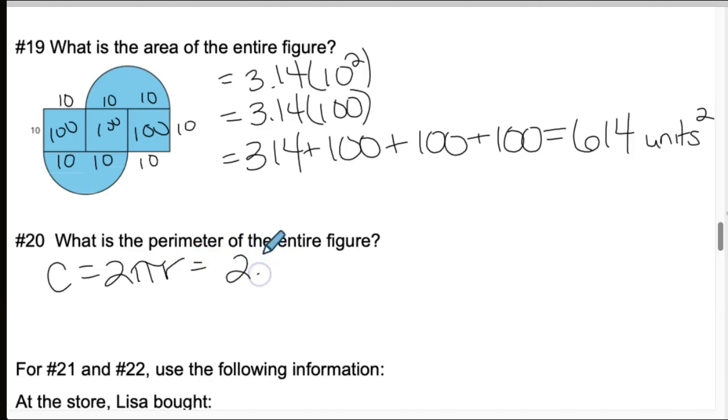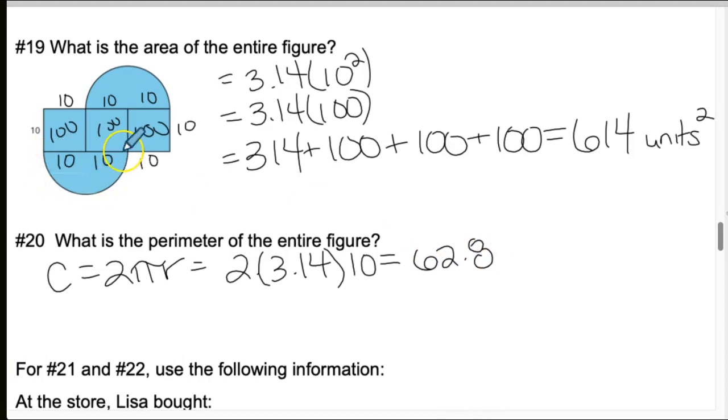So 2 times 3.14 times 10. And I can just multiply these. It doesn't matter which order. I could go 2 times 10 is 20 times 3.14. However I get to it, my answer for the circle, the outside edge of the circle, is 62.8.